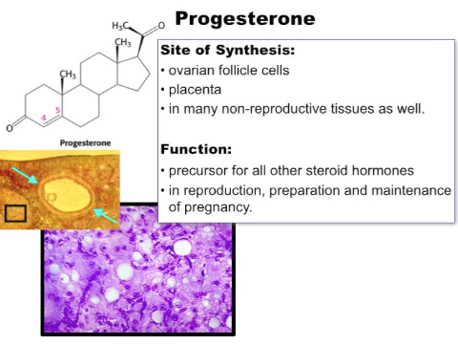Progesterone is synthesized in ovarian follicle cells and during pregnancy in the placenta. It is also synthesized in males in the testes, and in both sexes, it's also synthesized in many non-reproductive tissues as well, including the adrenal glands. It functions as a precursor for all other steroid hormones. And in females, it's important in reproduction for the preparation for and the maintenance of pregnancy.